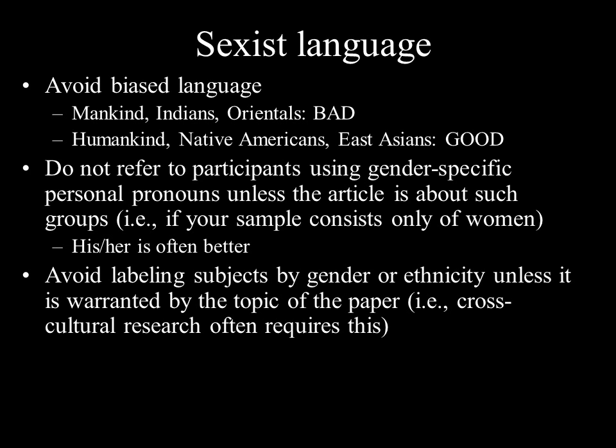Better would be humankind for mankind, Native Americans or indigenous people for Indians, and East Asians, South Asians, Southeast Asians for Orientals. Those are the more 21st century terms for those parts of the world. So another important thing is never to refer to participants in your studies using gender-specific personal pronouns unless the article is about such groups. Okay?